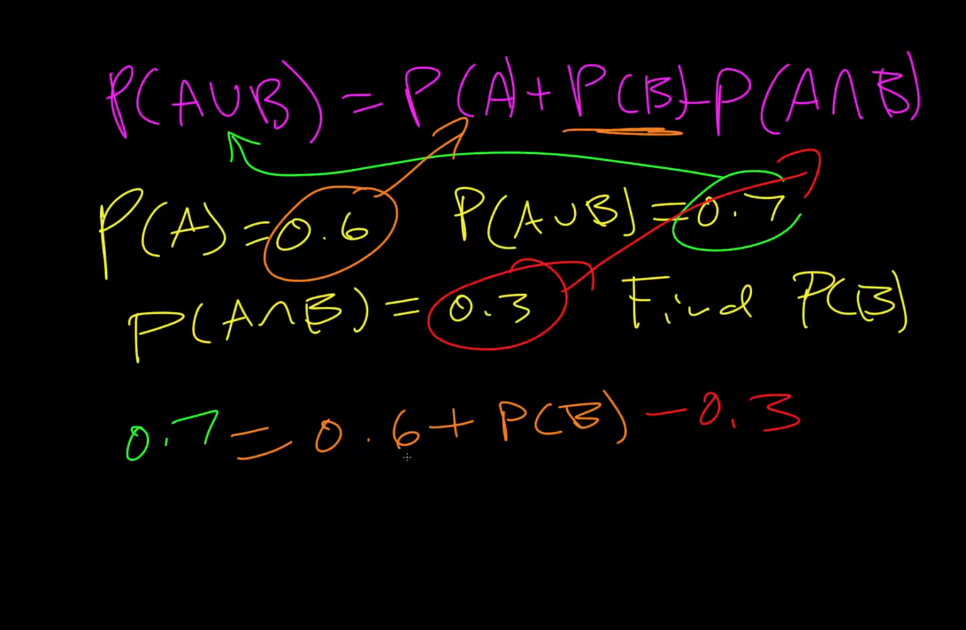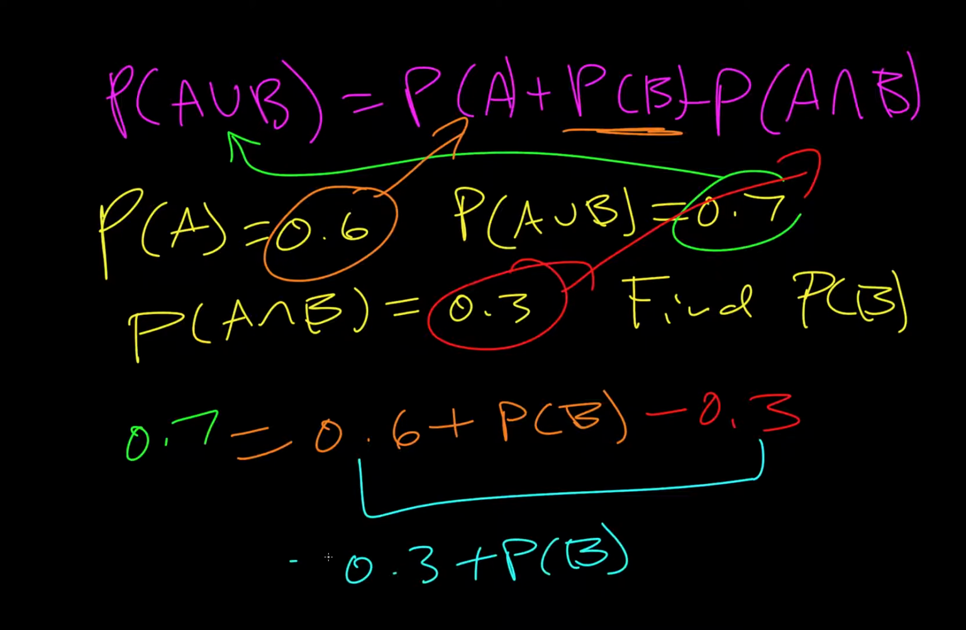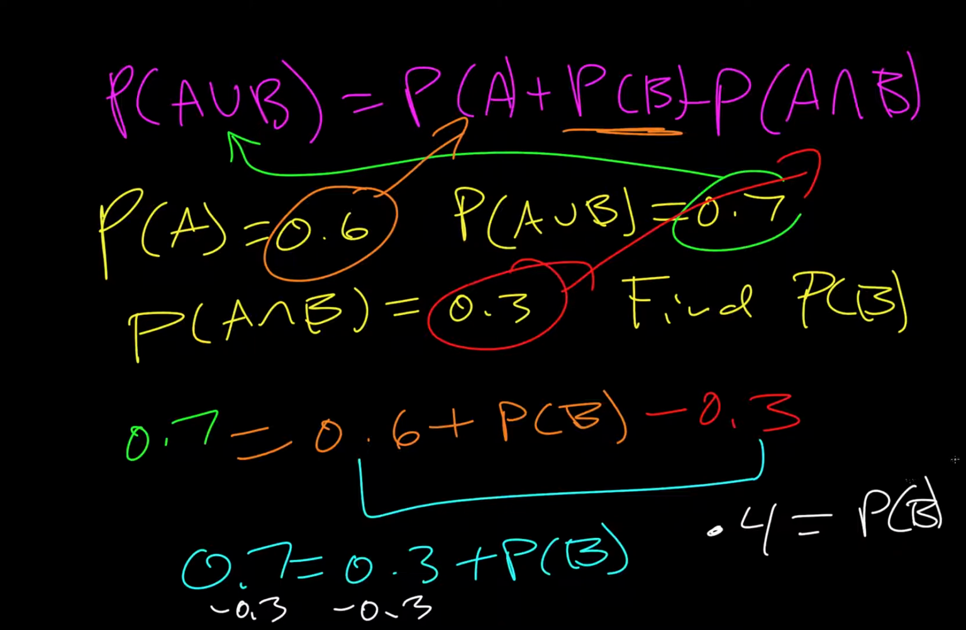And then it's just some simple algebra. We can combine both of those to 0.3. Subtract 0.3. So we get 0.4 equals P of B.